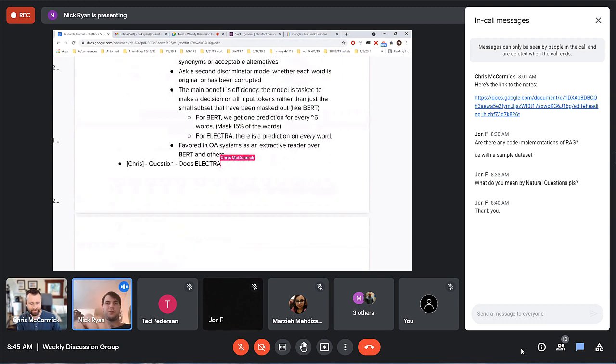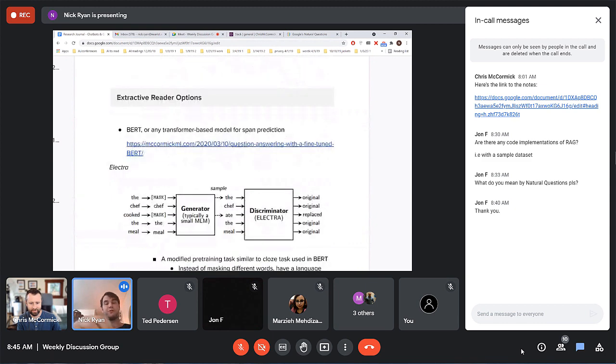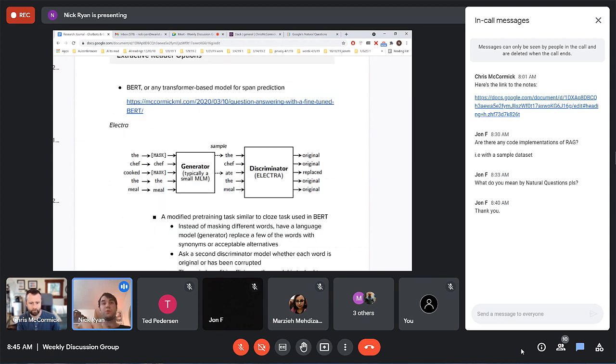Okay, and that's my very short extractive reader option section. But really, all of them are some kind of variation of this transformer span prediction. So here is with Electra. When we're done, we just take the discriminator, and it's a language model. And so then we can ask it, given some question, to extract. If we train it on SQuAD, it'll be trained on span prediction, essentially.